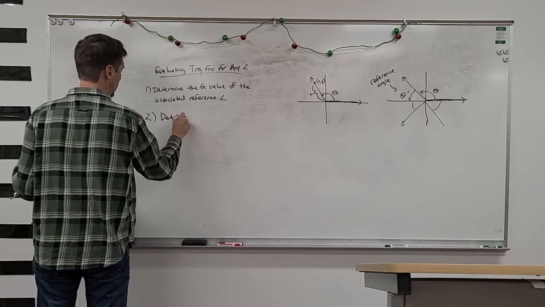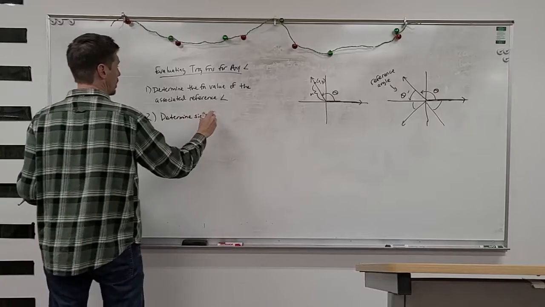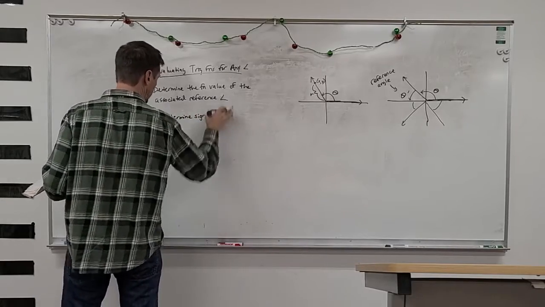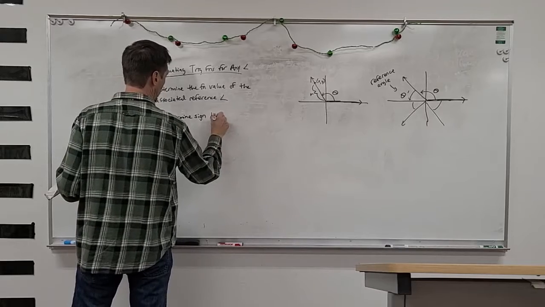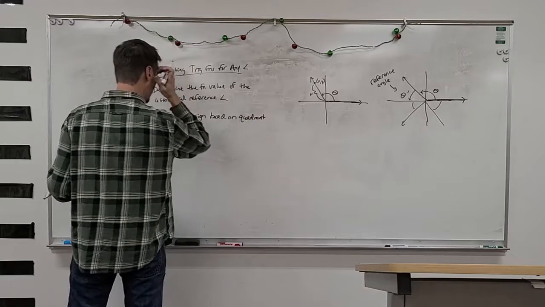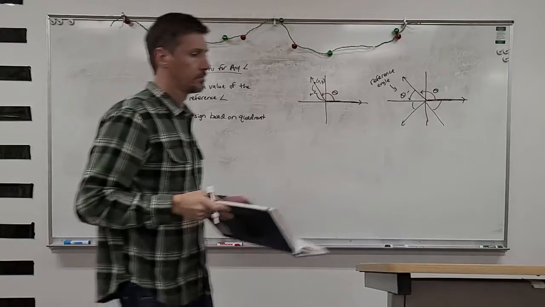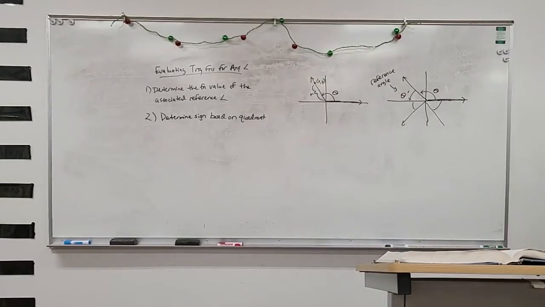Number two, determine the sign based on quadrant. What do we mean by that? You need to find whether the x or the y is negative. Like if the point's like 1, 1 in the first quadrant, it's just going to be 1, 1. But if it's in the second quadrant, it's going to be negative 1, 1. So you're just finding what sign the point is.